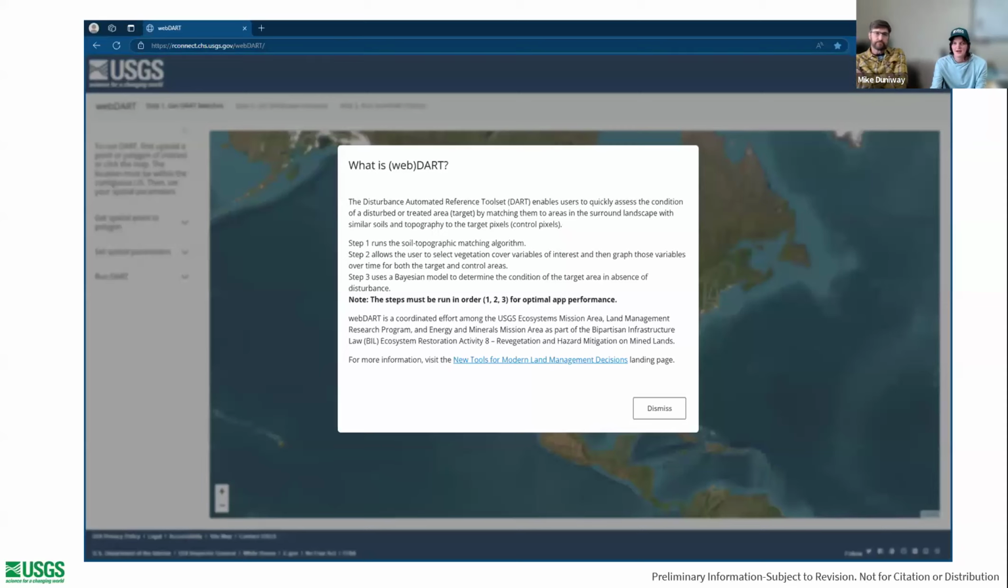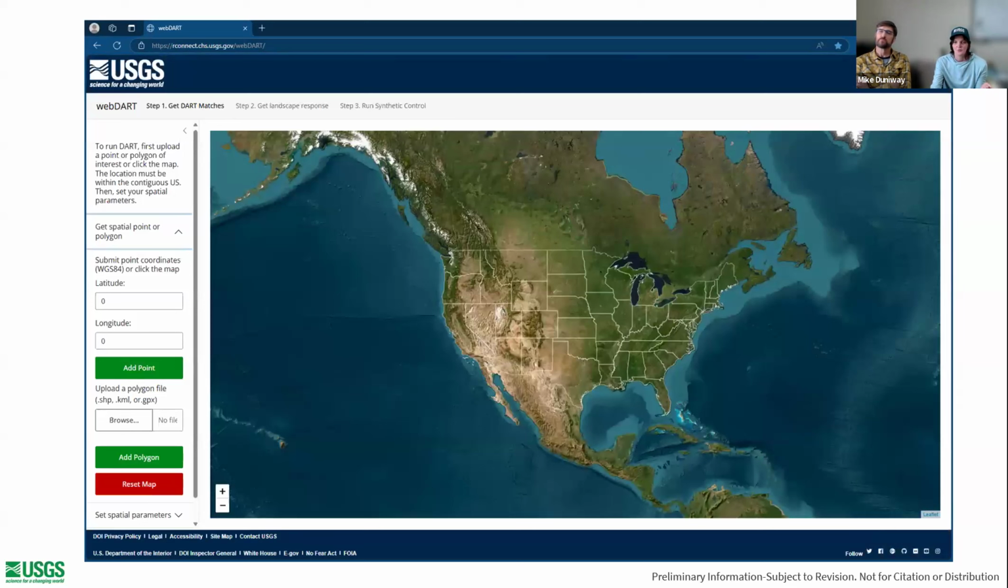Great, thanks, Mike. So welcome to WebDart, everybody. The first thing that you'll see when you open the app is the splash page giving an overview of the tool's purpose and walking the user through it, as well as acknowledging our funding and partnership resources. And once you exit the splash page, you have these three steps that you go through to run the app. The first step is to get your DART matches.